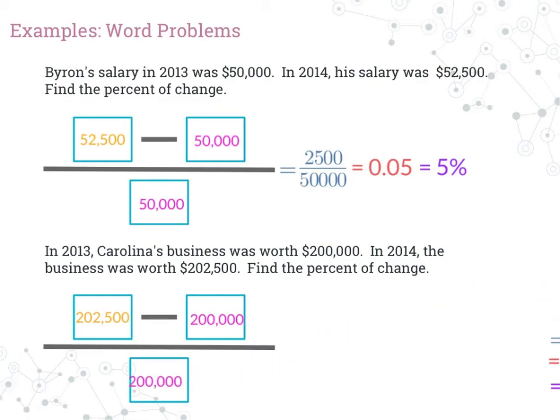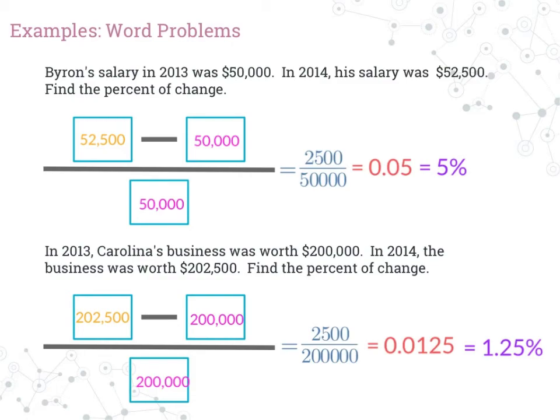I'm going to start with my subtraction. 202,500 minus 200,000 is going to give me 2,500 divided by 200,000 this time. And when I do that, I divide them in my calculator and I get the decimal 0.0125. But again, I don't want decimal change, I want percent of change. So I'm going to have to make that decimal a percent by either multiplying by 100 or moving my decimal 2 places to the right. And when I do that, I end up with 1.25%. Let's take a look at how it works now with problems with tip, tax, discount, and markup.